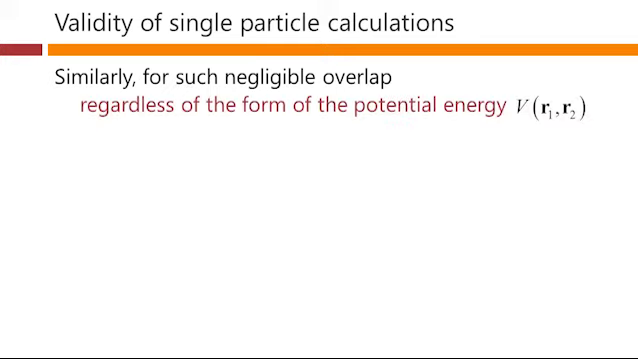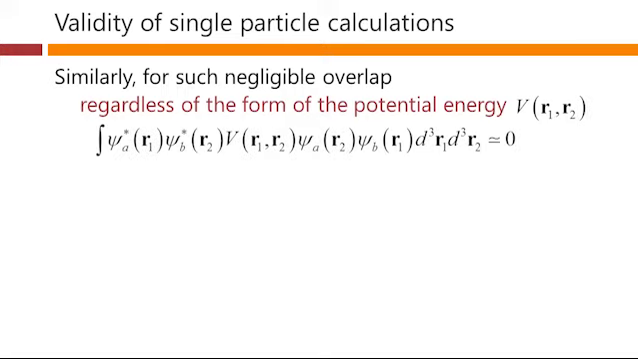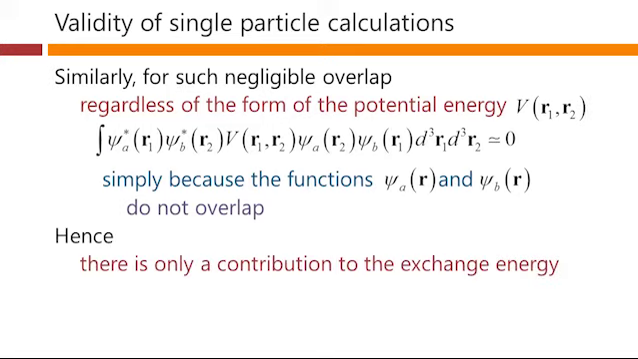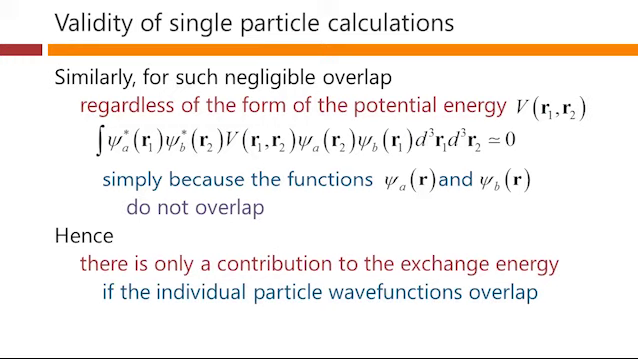Similarly, for such negligible overlap, regardless of the form of the potential energy between the two particles, this integral would similarly come to 0. If everywhere this function of R1 is finite, this one is 0 and vice versa, because they're peaked around different coordinates, then this will come out to 0, and we'll get the same effect again from the product of these two. So that's simply because these functions do not overlap. Hence, there is only a contribution to the exchange energy if the individual particle wave functions actually overlap.